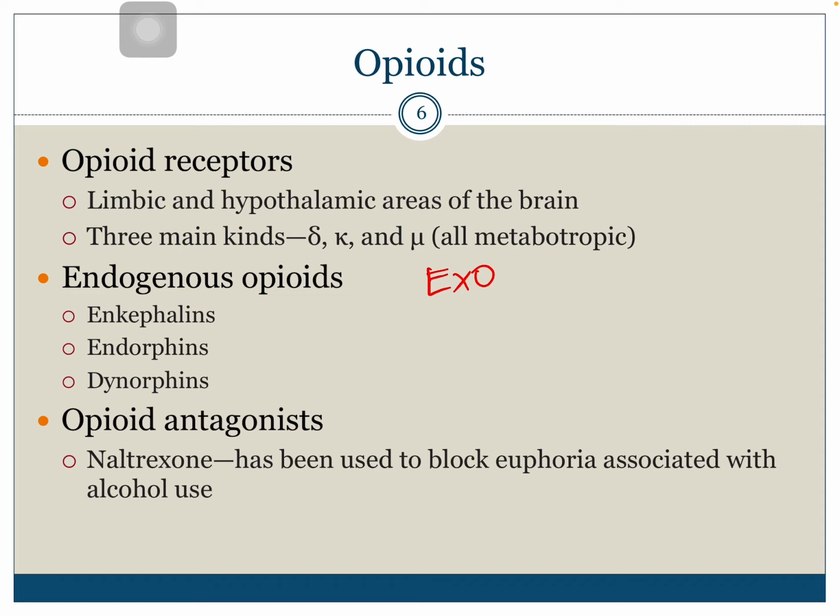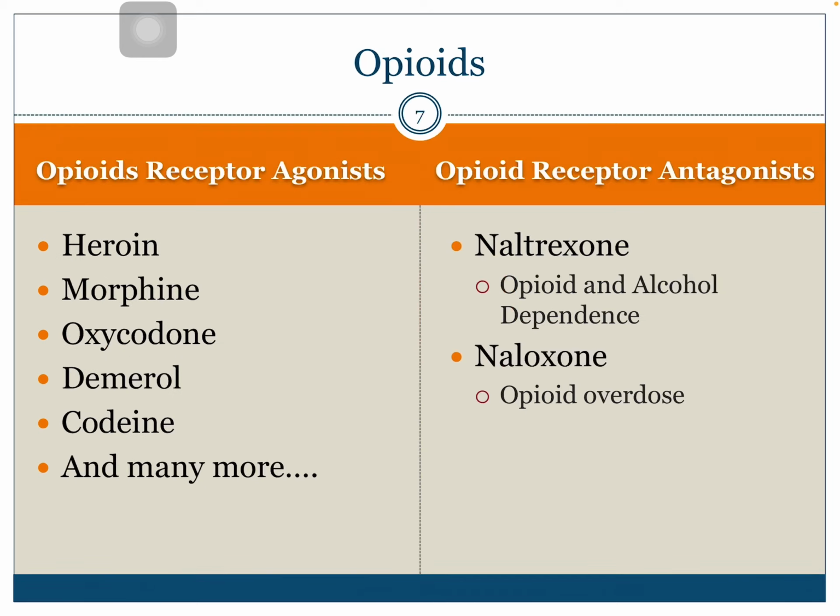And so it makes consuming alcohol not only make the person sick, but it also makes it less desirable because they're not really getting anything out of it in terms of their reward pathways. So this particular antagonist has been very helpful in treating people who abuse alcohol. Like we were saying, not only does it help with alcohol dependence, but it will also help with opioid dependence because it's blocking the euphoria with the opioid directly.